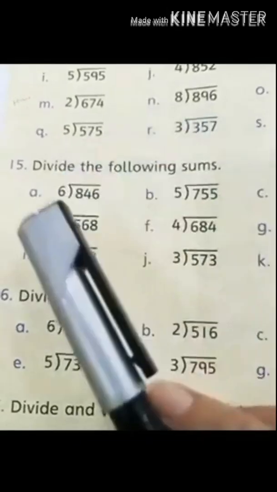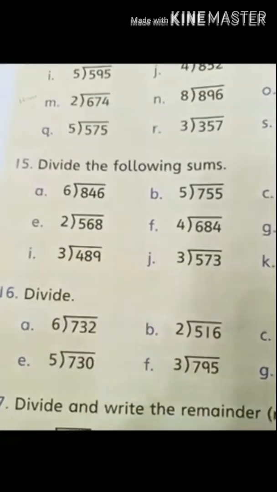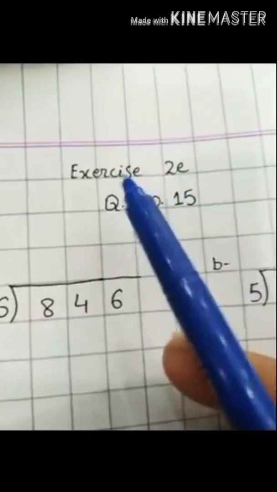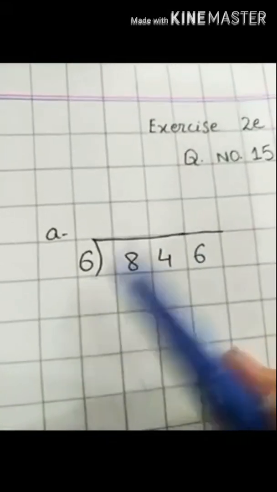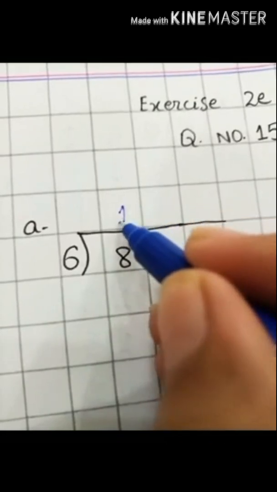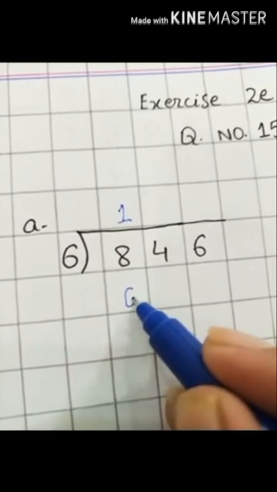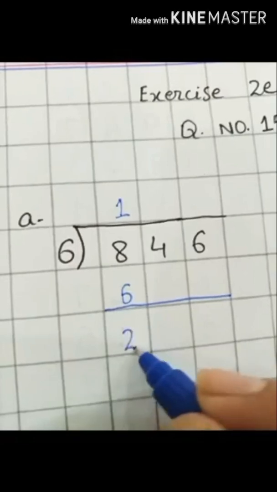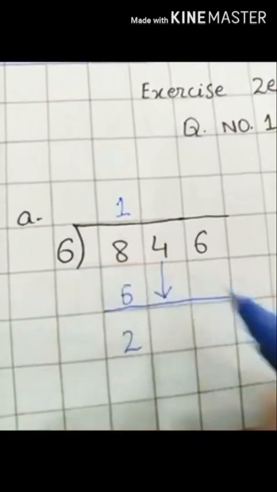Divide the following sums. First one is 846 is being divided by the number 6. So students, let's divide it. Here I am solving your questions on your notebook. So students, here is exercise 2e, question number 15, and here is question number 1, part 1. Okay, 6 ones are 6 because this one is greater than our divisor, so we can divide it easily. 6 ones are 6. In the next step, we are bringing 8 minus 6, that is 2. So we will take this 4 down here because this 2 is smaller than my 6.